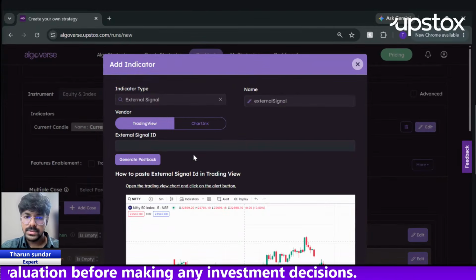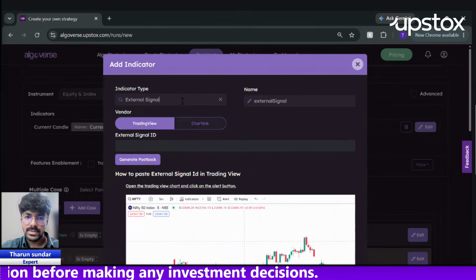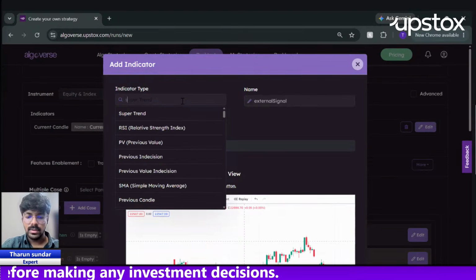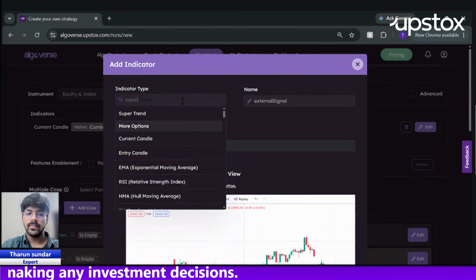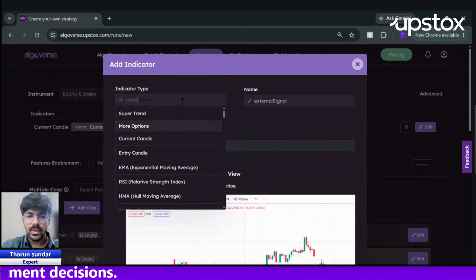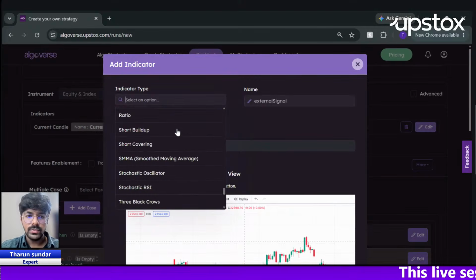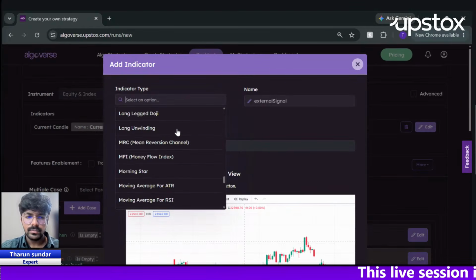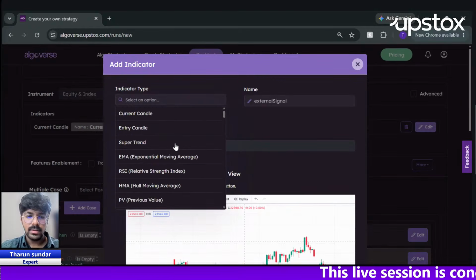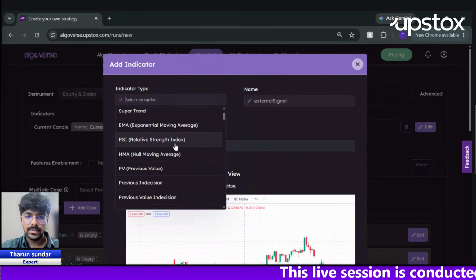But in Algoverse, we have an option for both. That is, we can use the inbuilt indicators themselves, or if you are following any custom indicator in TradingView, or you have coded your own setup, you can generate alerts from it, and based on the alerts, you can execute and automate the trades and algorithms. So here we have close to 85 plus technical indicators and analytical tools.